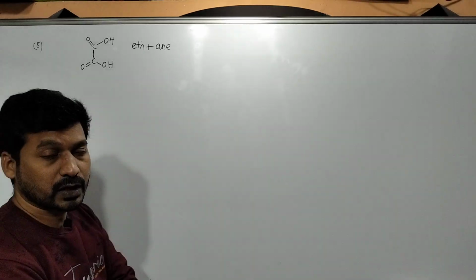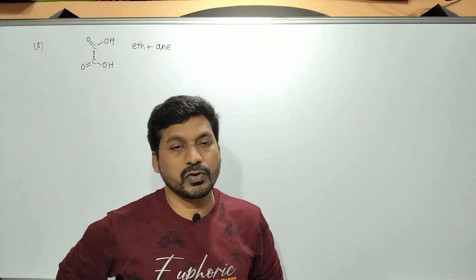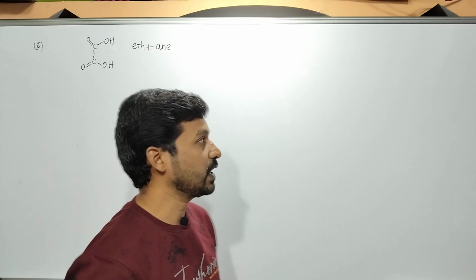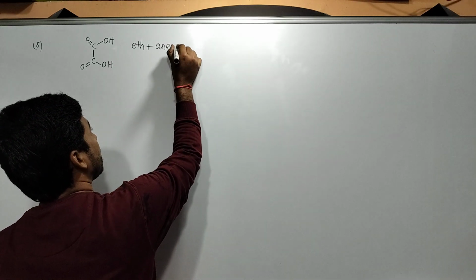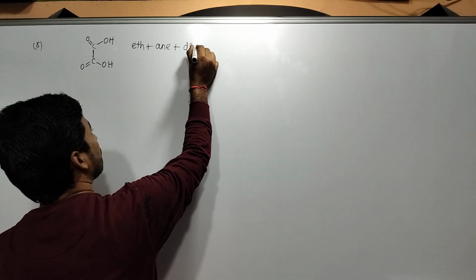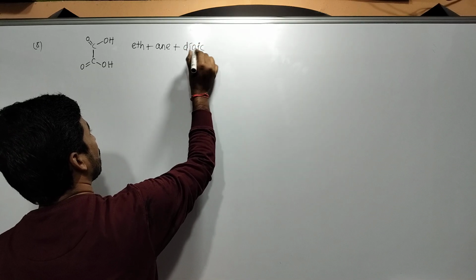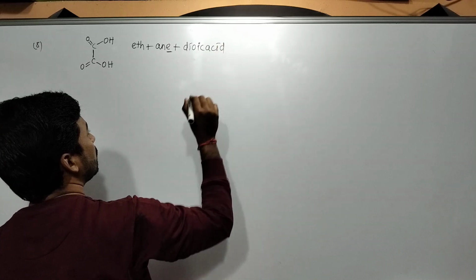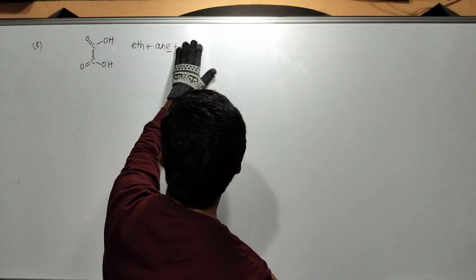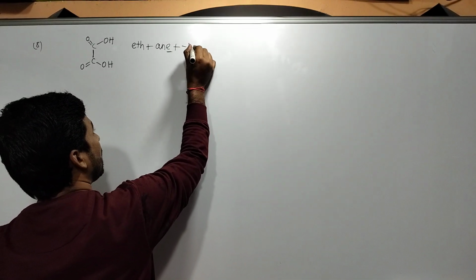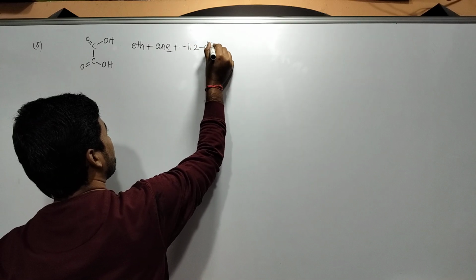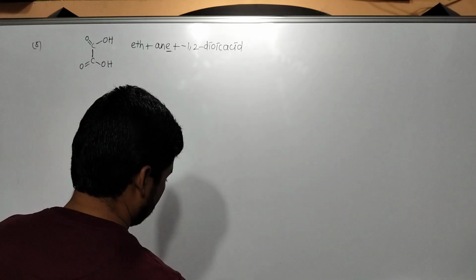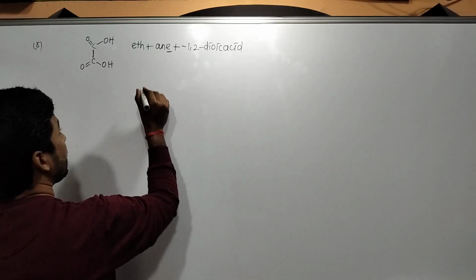2 COOH groups are present. If 1 COOH group, we use the secondary suffix oic acid. 2 COOH groups, dioic acid. Since dioic acid begins with the letter D, no need to remove the letter E. Directly write dioic acid. At the 1, 2 position, mention the numbers 1, 2 dioic acid. So what is the name? Ethane.